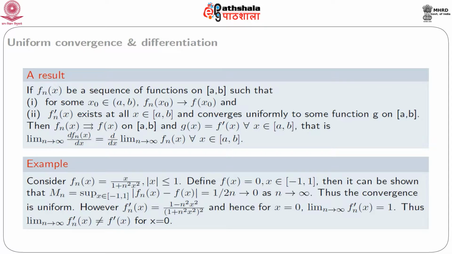However, if we calculate the first derivative with respect to x, we get the expression (1 minus n square x square) divided by (1 plus n square x square) whole square, and hence for x equal to 0, we get the limit of the first derivative as 1. Hence, the limit of the first derivative is not equal to the derivative of the limit function, at least for x equal to 0.